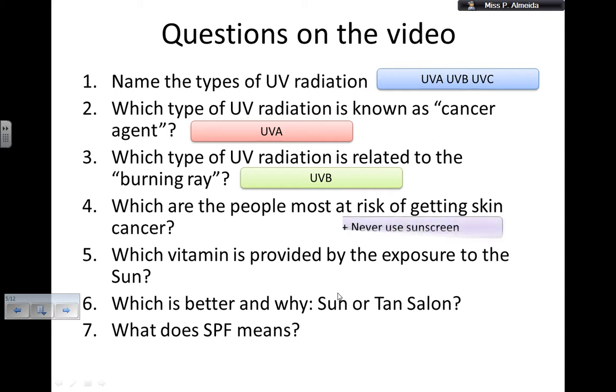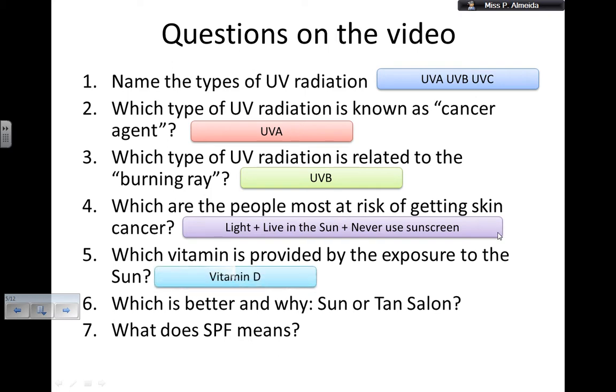The people that are most at risk of getting skin cancer are the ones that have light skin, eyes, hair, people that live in the sun, and people that never use sunscreen. These two are obvious, of course. The light is again because they have less melanin, less of that brown pigment, okay?